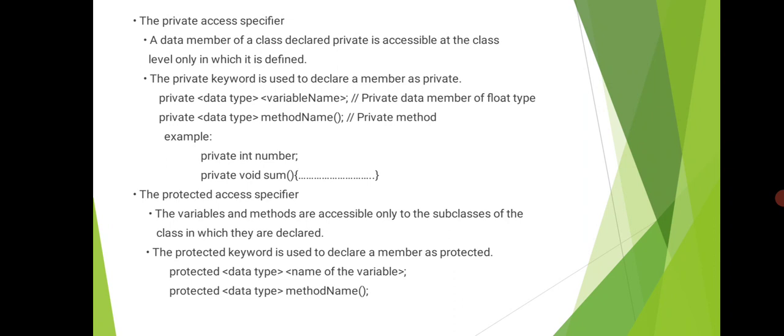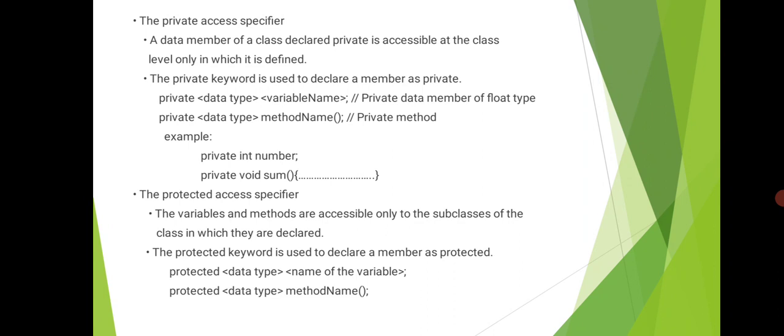So if you declare a variable as private or a method as private, then those private variables and private methods can be accessed within the same class. That is, it is accessible at the class level only. Outside the class it cannot be accessible.